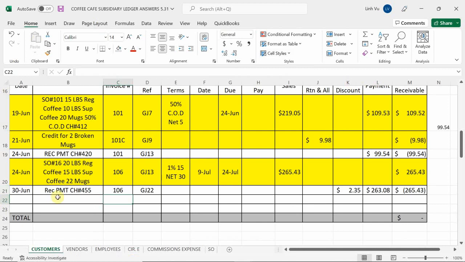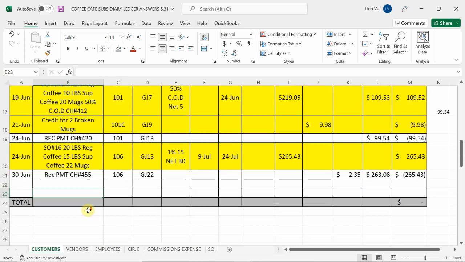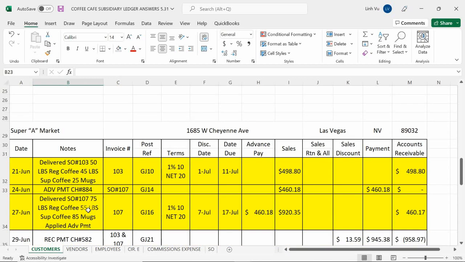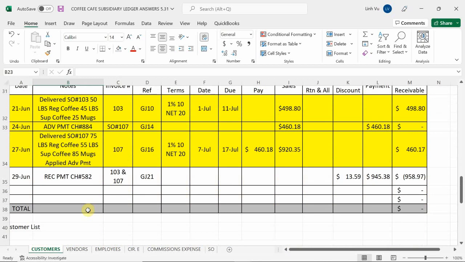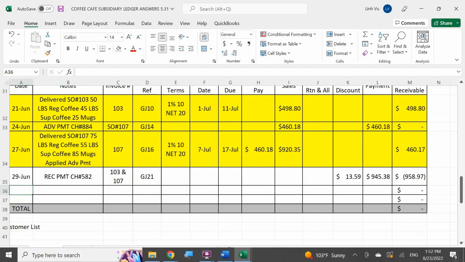And then we need to go to the inventory to get the cost of goods sold. You want to do that first? Oh, we haven't gone to the subsidiary ledger. No, we haven't. So in this case, we need to update the subsidiary ledger for Super A Market.